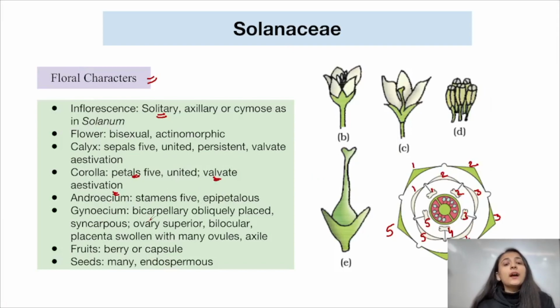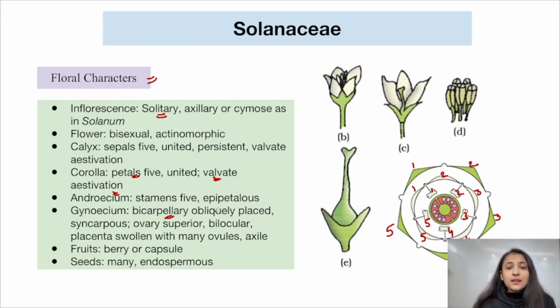Now let's come to the gynoecium. Gynoecium is bicarpellary. So two carpels are present, okay? And an obliquely placed ovary is there. See, the orientation of the ovary is tilted, oblique. That means diagonally placed. And why is it diagonally placed? Because of the presence of an oblique septum here. This septum, which is dividing the two carpels like this.